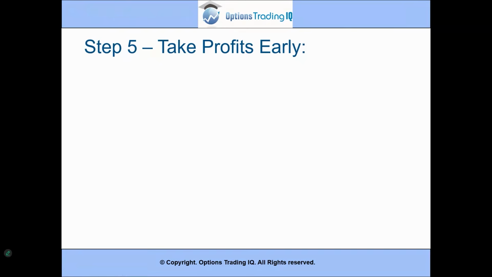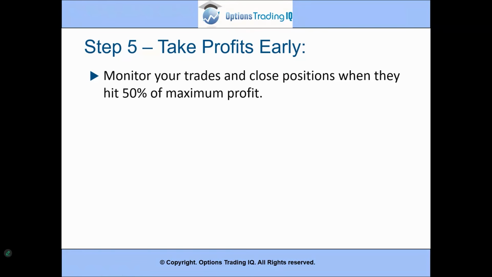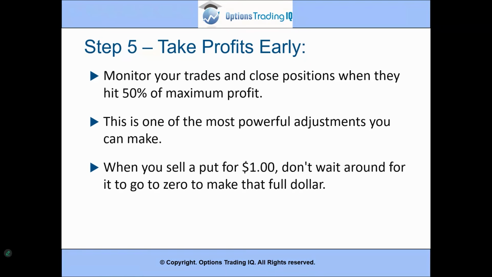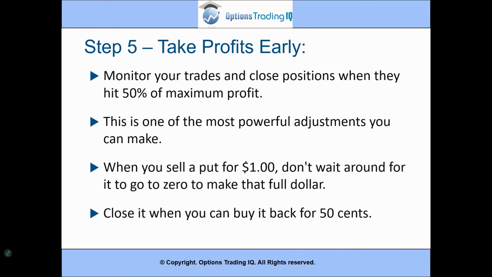Step five is to take profits early. Monitor your trades and close positions when they hit 50% of the maximum profit. So for example, if you receive $200 for selling a put, consider taking the profit once that premium has dropped down to $100 and you're receiving a profit of $100. This is one of the most powerful adjustments you can make. When you sell a put for $1, don't wait around for it to go to zero to make that full dollar. Close it when you can buy it back for 50 cents.